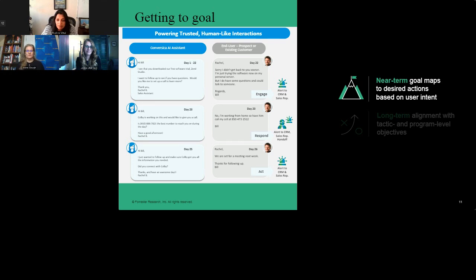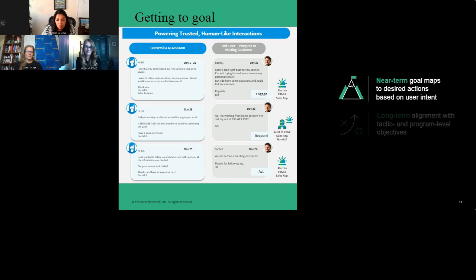Leads come in through a campaign, whether in your marketing automation or CRM tool, the AI assistant will pick up on that, and based on that campaign and how it's been configured, can really have a personalized outreach on that topic, on that subject matter. And so it will reach out and say, I noticed you downloaded a free software trial. I want to follow up to see if you have any questions. Would you like me to set up a call to learn more?